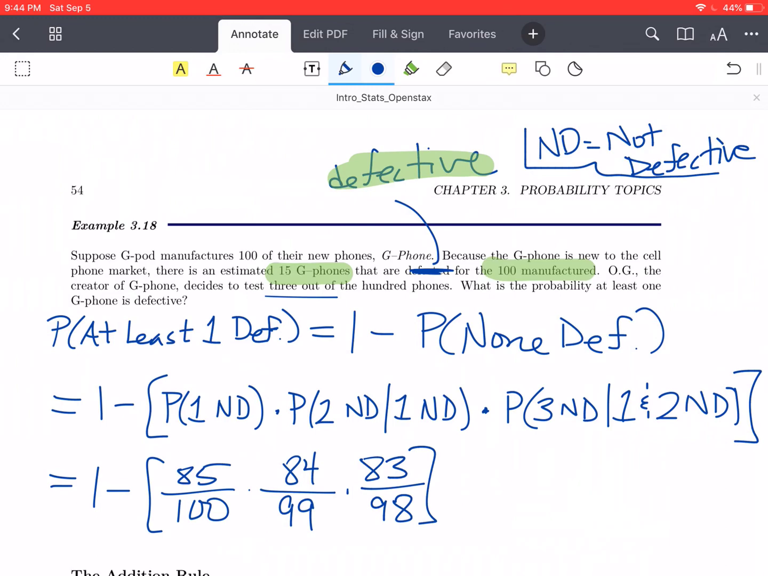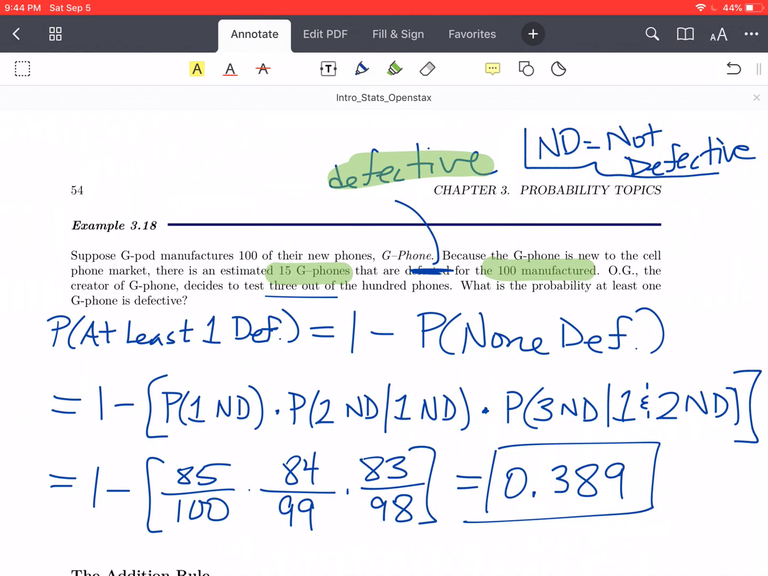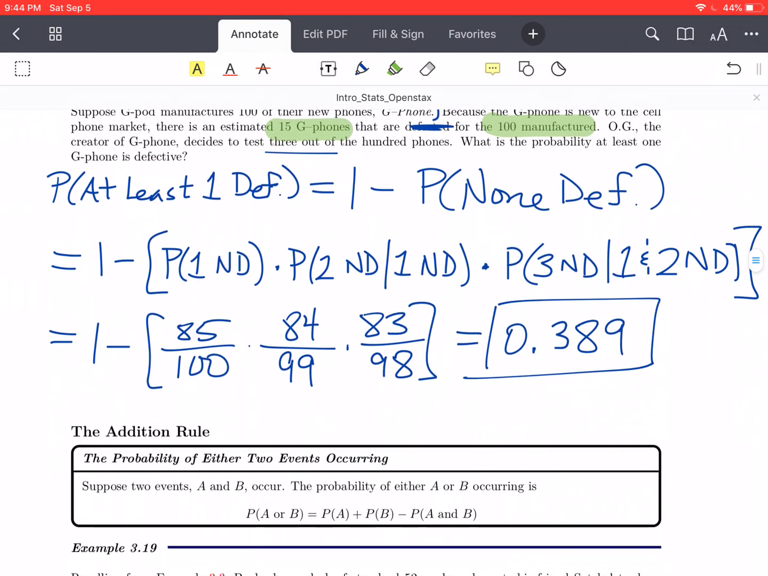And that's our ugly set of fractions, but it actually works out pretty nicely. We get 0.389 for our value, and that would just be plug and chug through a scientific calculator, right? Okay, so we get 0.389. So what are the odds that at least one of the phones they check is defective? There's about a 38-39% chance that at least one of the phones they check would be defective.